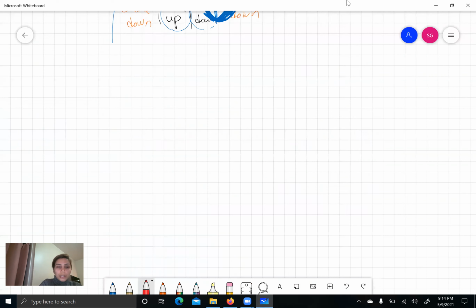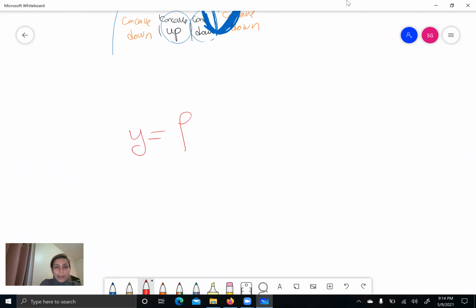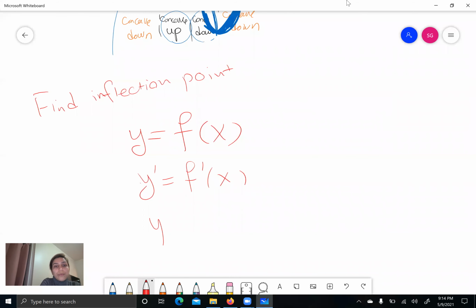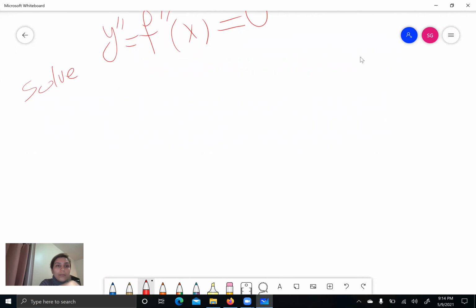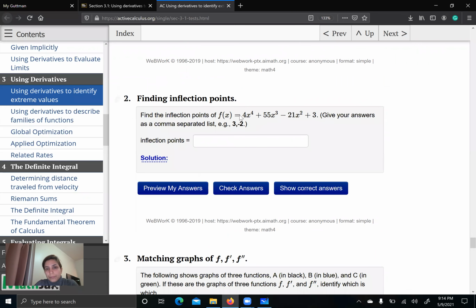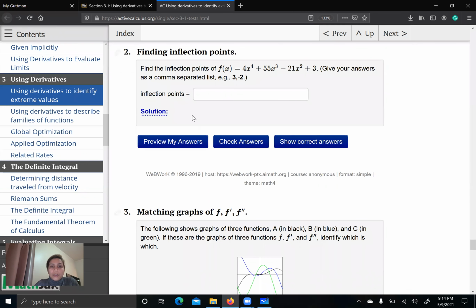Look, you are given a function, and the question is find inflection points of the function. So it's not enough to take the first derivative. You need to find the second derivative of this function, set it equal to 0, and then solve it. You need to solve this equation. Solve it for x. When you get those x values, those are going to be the nominations for inflection points.